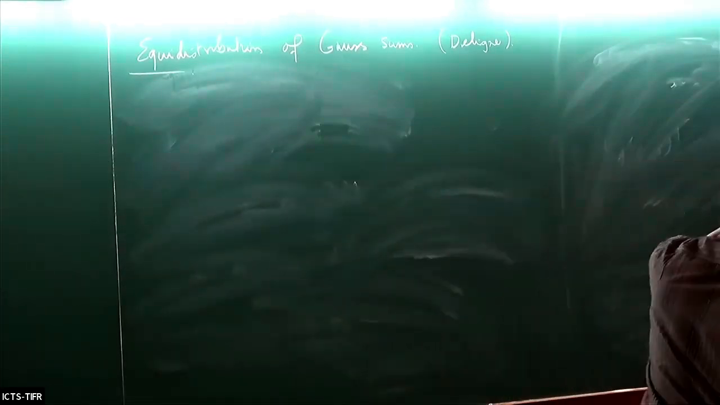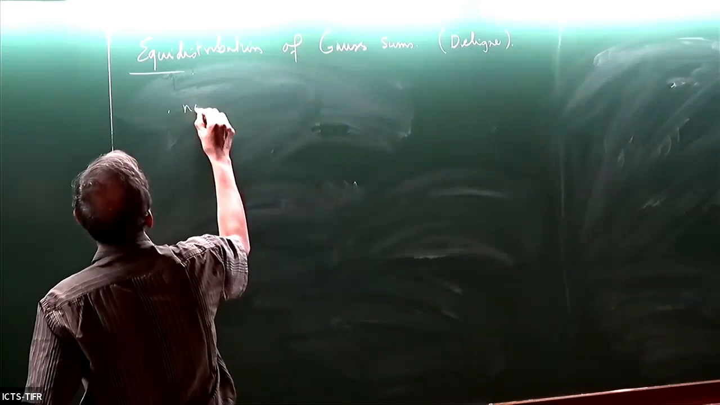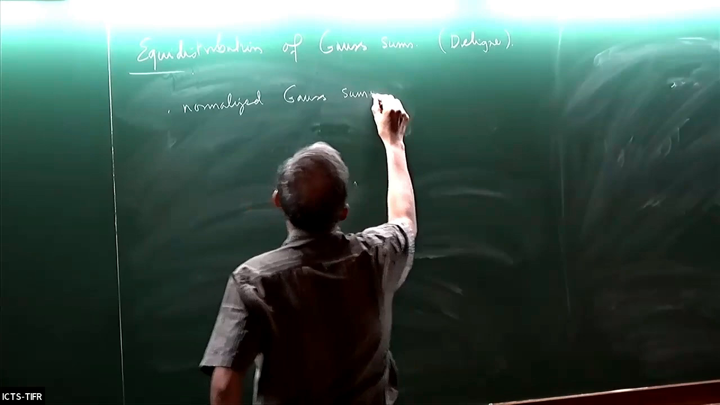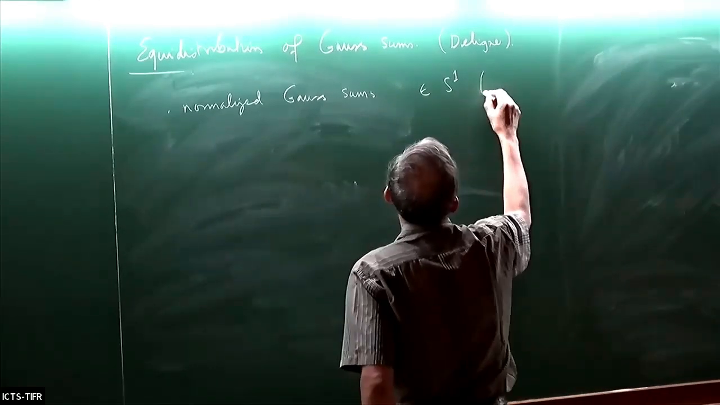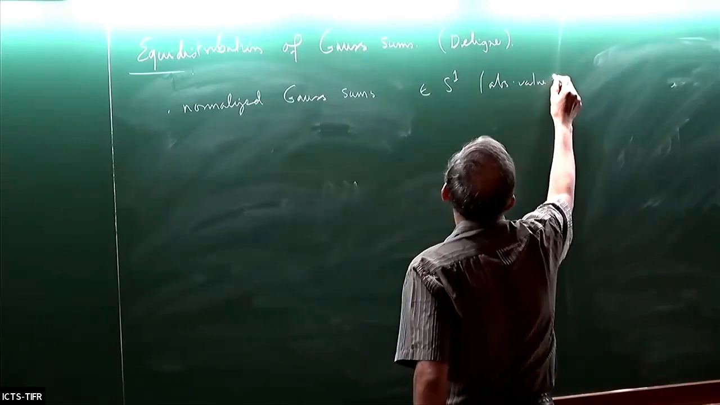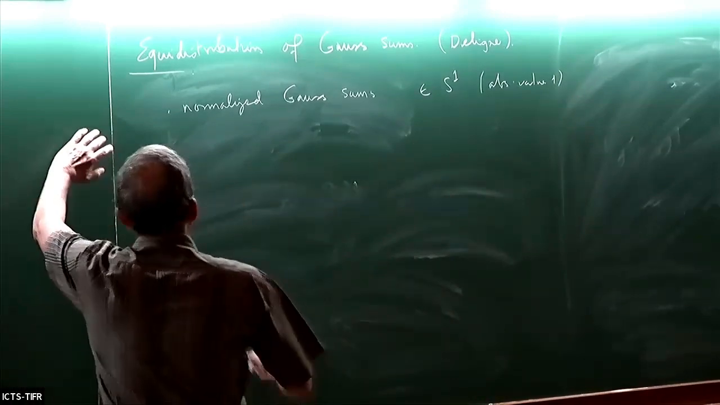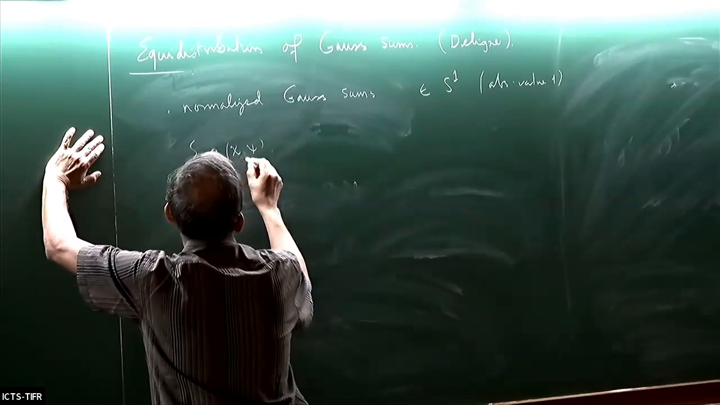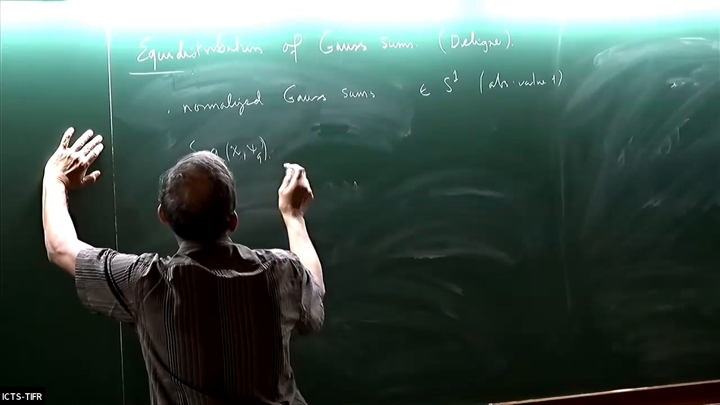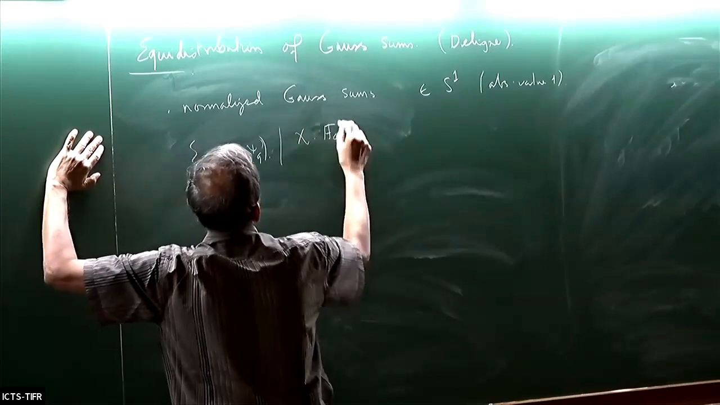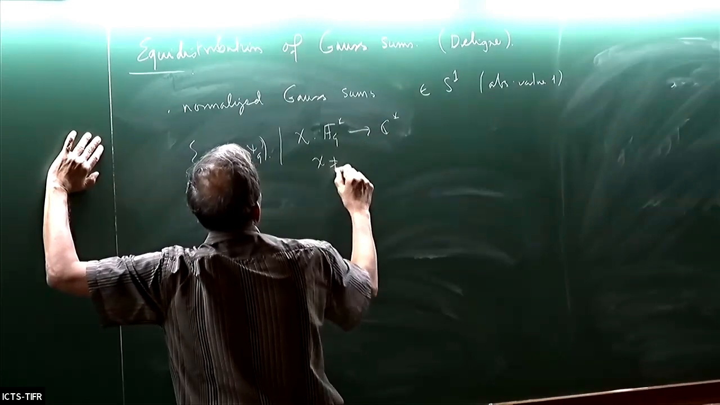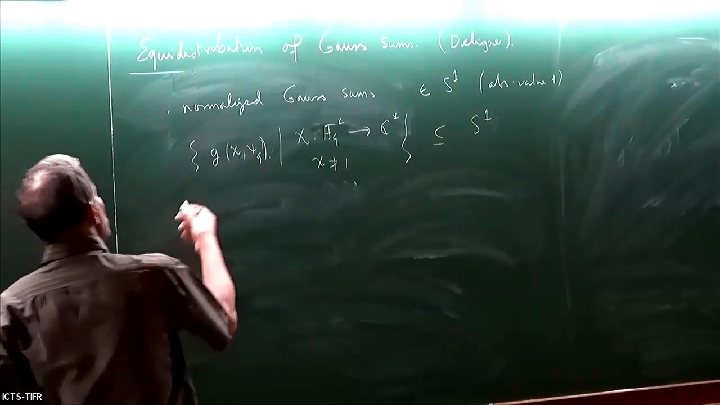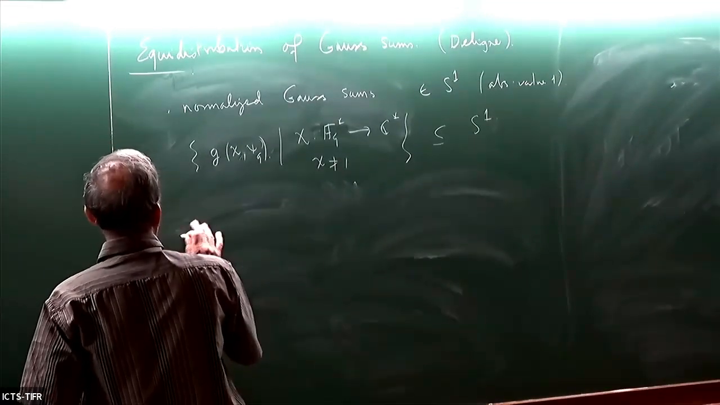So we know that the normalized Gauss sums for the non-trivial characters belong to S1. They have absolute value 1. And what Deligne says is that if I look at the set of Gauss sums G(chi, psi_q), as chi runs over all multiplicative characters of F_q star to C star, very non-trivial, these are subsets of S1, and these subsets are equidistributed as q goes to infinity.